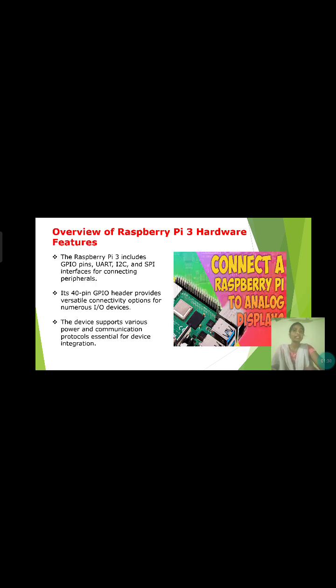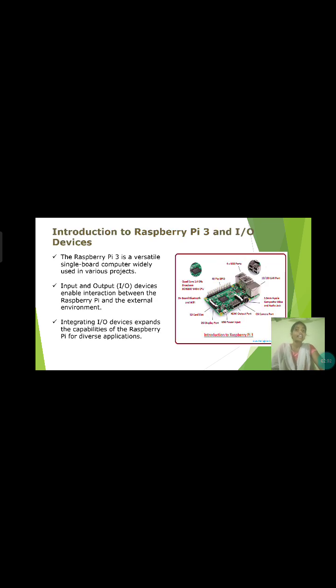Overview of Raspberry Pi 3 hardware features. Raspberry Pi 3 has a 40-pin GPIO header. It also supports communication interfaces like UART, I2C and SPI. These features help us connect different external devices easily. Here you can see the Raspberry Pi 3 components.